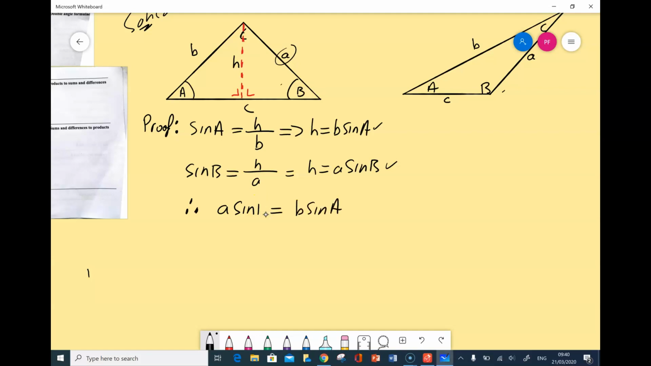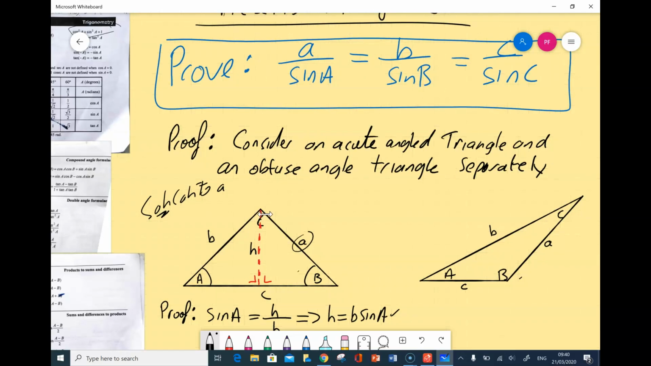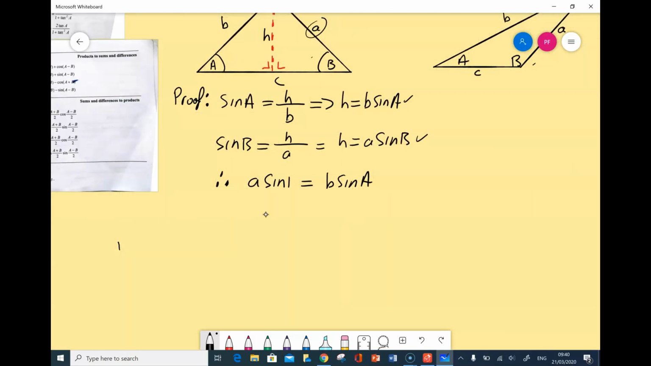And let's just make that look a little like what we're trying to prove. a over sine A equals b over sine B. So this sine is multiplying, so when it comes over it divides, and this sine is multiplying, so when it comes over it divides. So a over sine A equals b, apologies, that's supposed to say sine B, b over sine B.